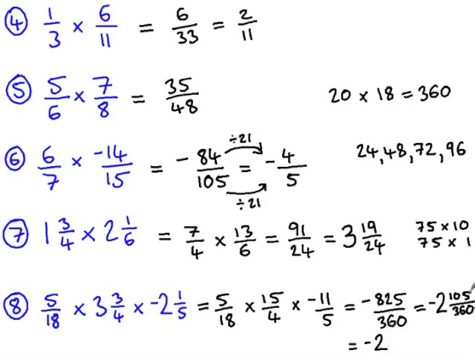2 lots of 360 is 720, so this is negative 2 and 105 over 360. Both of these numbers are divisible by 5 and by 3, so that means they're both divisible by 15. 105 is 7 times 15, and 360 is 24 times 15.